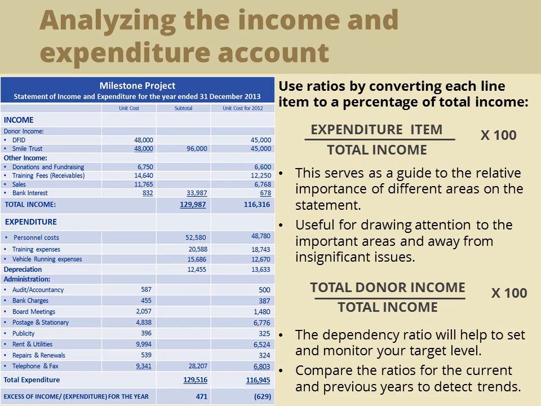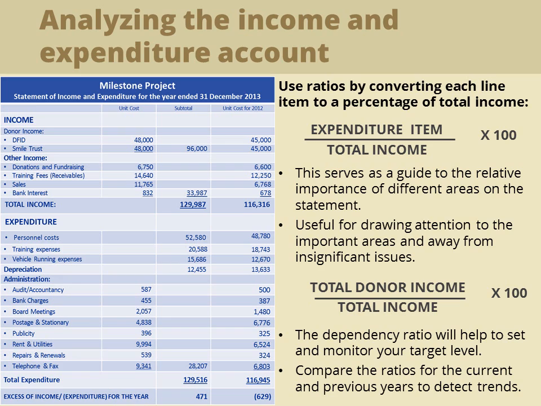When analyzing the income and expenditure report, you can use ratios by converting each line item into a percentage of total income by dividing each item by the total income and then multiplying by 100. This serves as a guide to the relative importance of different categories on the statement. For example, the relative costs of administration versus direct project costs. This is useful for drawing attention to the important areas and away from insignificant issues.